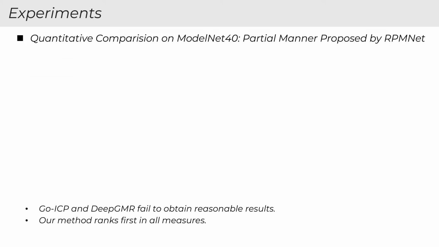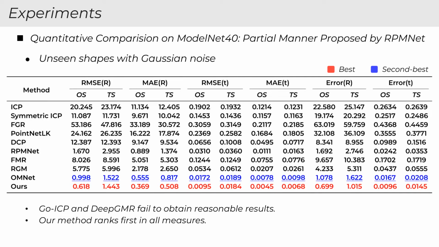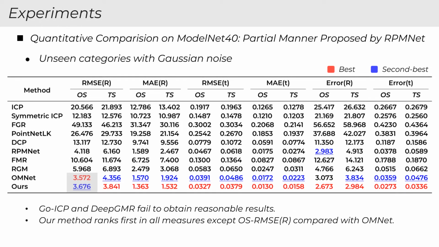Besides, to evaluate the robustness against noise, we further repeat the first two experiments. The only difference is that the inputs are jittered by random Gaussian noise. As shown below, our method ranks first in all measures on the unseen shapes with Gaussian noise. Only one metric is slightly worse than OMNet on the unseen categories with Gaussian noise.